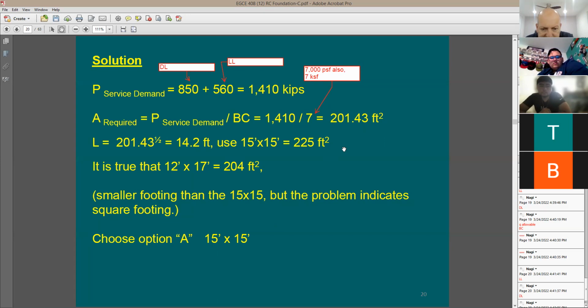Any questions? So I guess you know how to size the footing in your project. You have dead load, you have live load, add them together, divide by the allowable soil pressure. Where do you get the allowable soil pressure for this project?